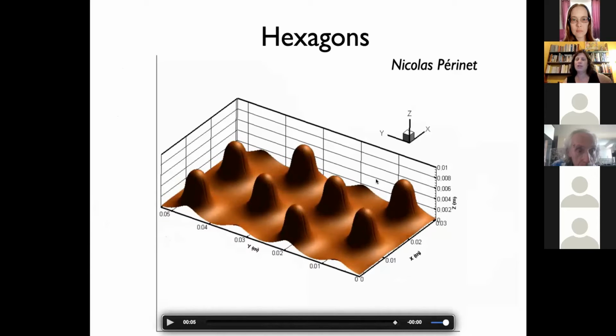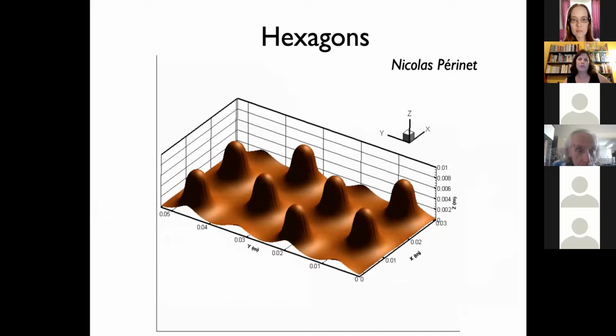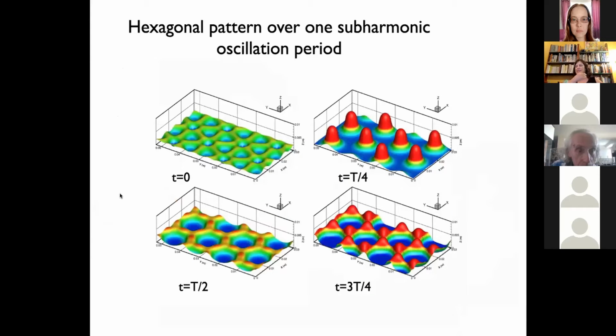These simulations are done with periodic boundary conditions. So you should think of there being another one, another bump over here. So the first exotic pattern was found on this hexagonal pattern.